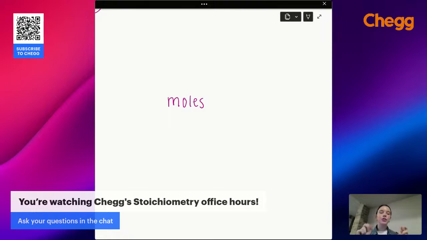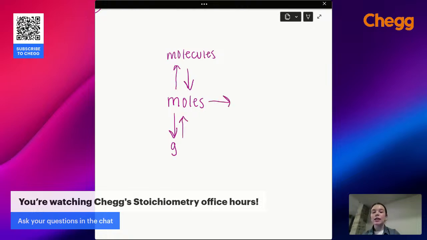So moles is like our universal unit for chemistry. And that's because we can convert moles to molecules, and we can convert molecules to moles. We can convert moles to grams, and we can convert grams to moles. We can convert moles to atoms and atoms to moles. But we can't convert grams to atoms directly, or molecules to atoms directly. These are not okay. These do not work. We have no conversions for them.